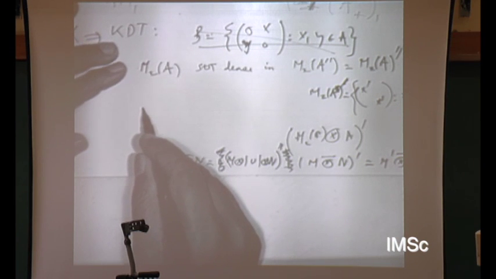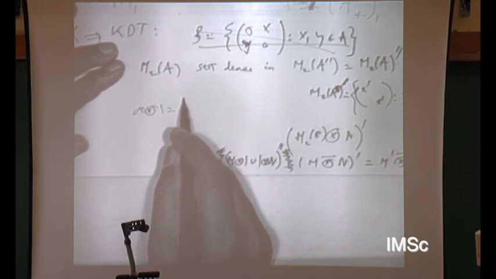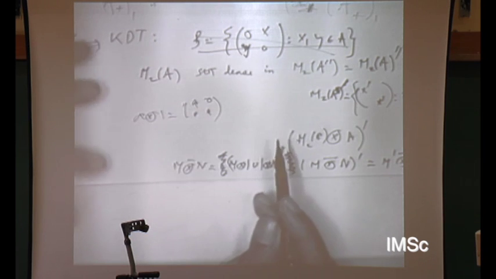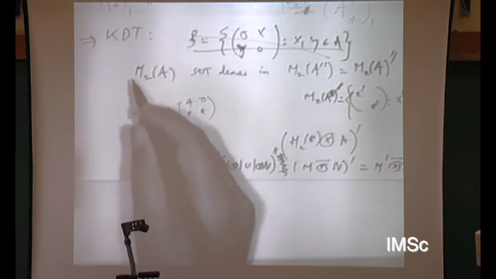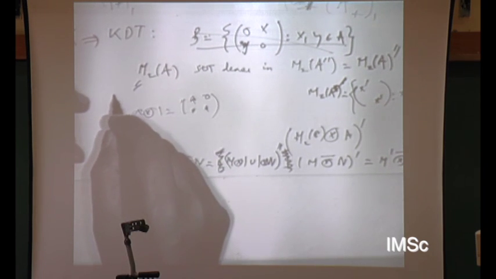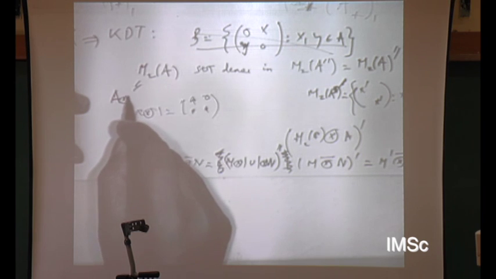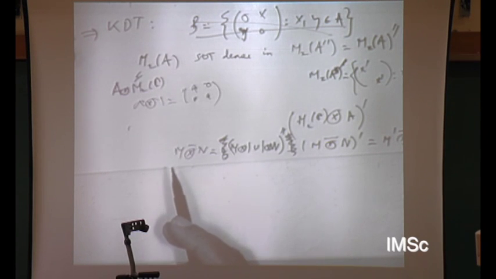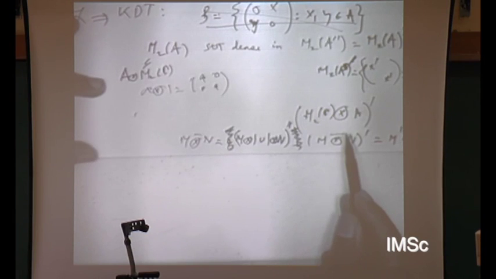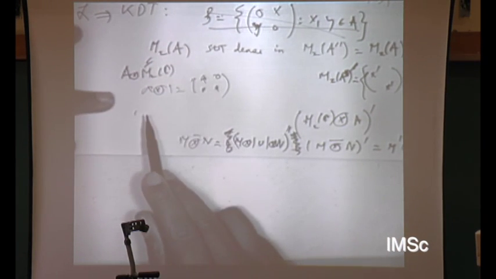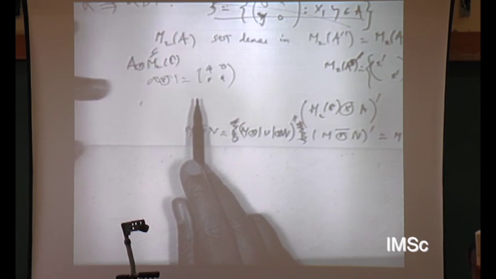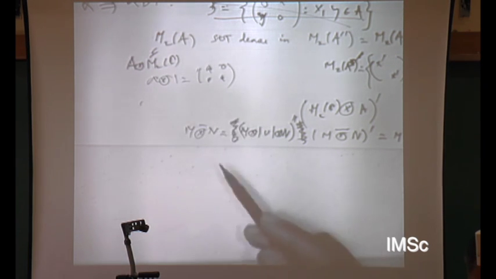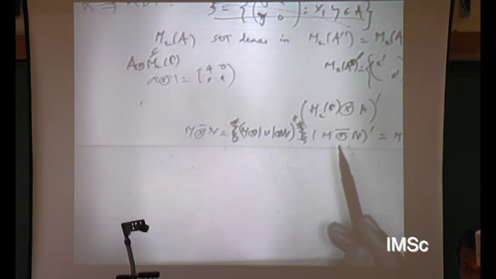I said before that I want to think of A tensor 1 as A. So I should think of M2A as A tensor M2C. Then the commutant of A tensor M2C will be A commutant tensor 1 tensor C. But the C can be taken to the other side of the tensor product. It is going to be things of the form A prime tensor 1. That means A prime on the diagonal.